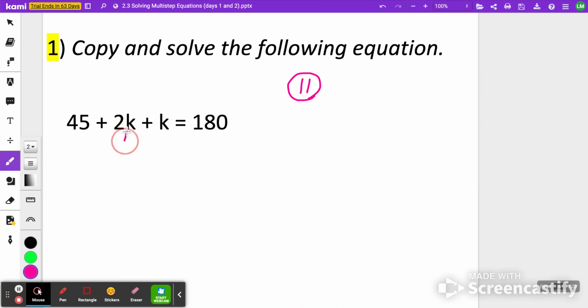We do have like terms though. These two both have the letter K, so we're going to combine those. 2K plus K is equal to 3K. And in case you didn't remember, if you have a letter by itself, there's an imaginary 1 in front of it. So if that helps, you can also write the number 1. As I combine like terms, I'm going to bring everything else down and then continue working on through my steps.